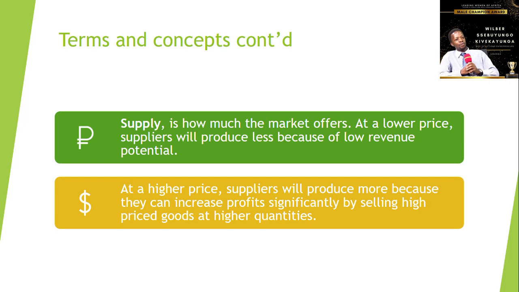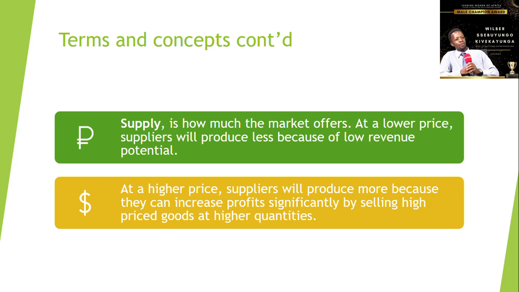So on the other side, supply, this is how much the market offers. At a low price, the supplier will produce less, and thus you see low revenue collected. And at a high price, the suppliers can produce more if the customers are demanding more. Then you produce more and supply more, and then the profits will be higher.